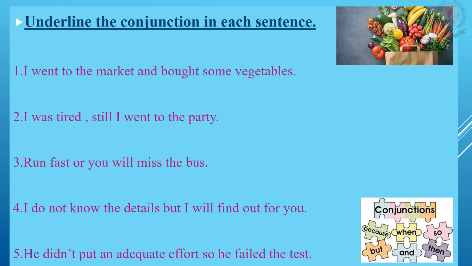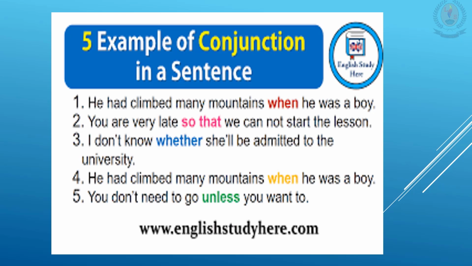Second one, I was tired, still I went to the party. Third one, run fast or you will miss the bus. Fourth one, I don't know the details, but I will find out for you. And the last sentence is, he didn't put an adequate effort, so he failed the test. Now here all of you should underline the conjunction in each sentence, and if you are able to underline the answer, yes, well done. Right, here I have given you 5 examples of conjunctions in sentences.